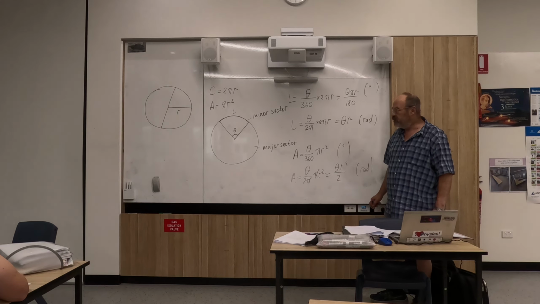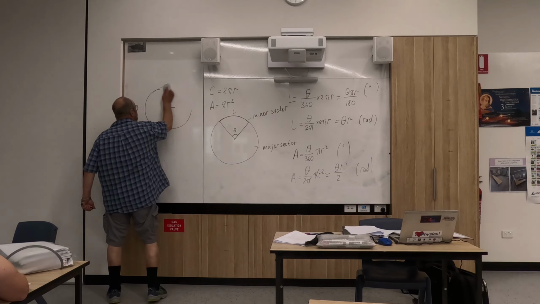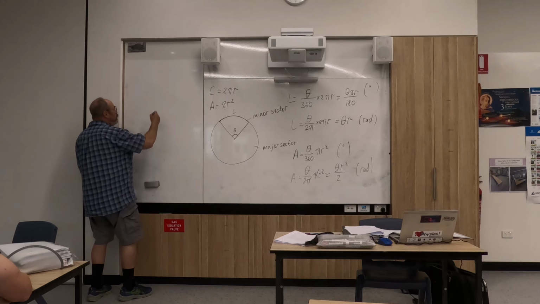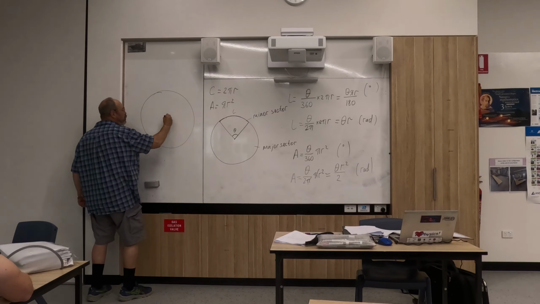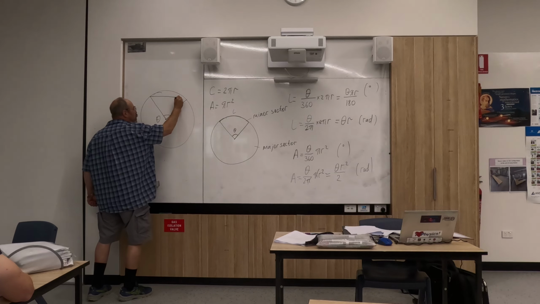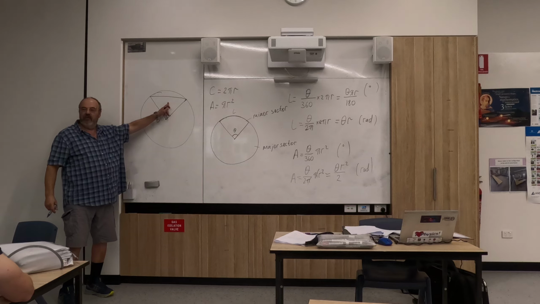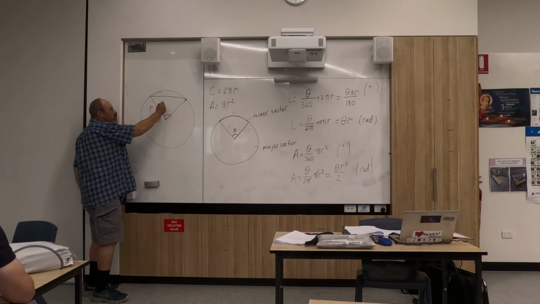Now, segment. What is a segment? If we have a circle, we have some sector with the angle theta, and we draw the line. What do we call this line? Chord. What will be the length of the chord? If the radius is r and this angle is theta.